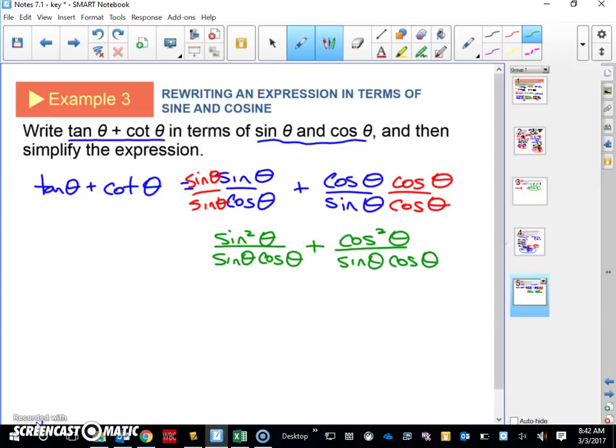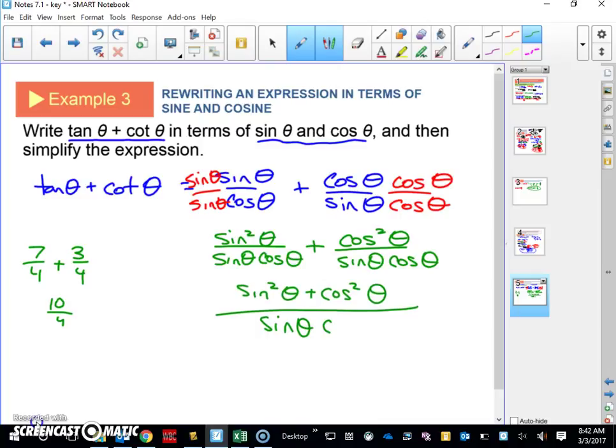And when you have a common denominator, you should be able to combine those two fractions into one. You know, imagine if you had 7/4 plus 3/4, you would know that you could combine that into 10/4. Okay? So we do the same thing. We just have sine squared theta plus cosine squared theta, whatever that is, all over that one denominator.